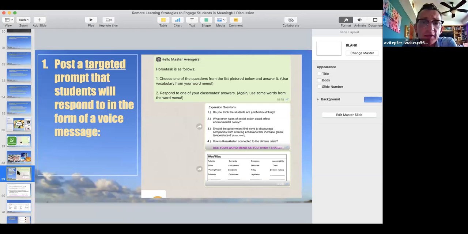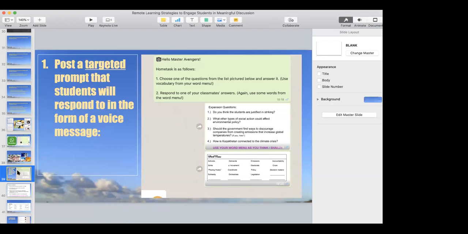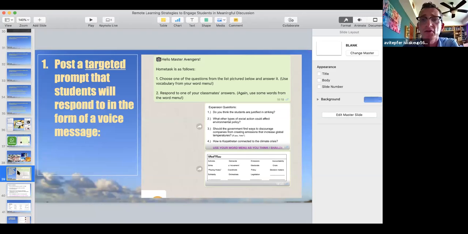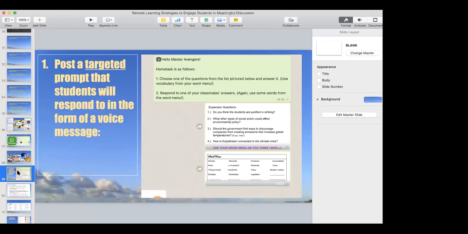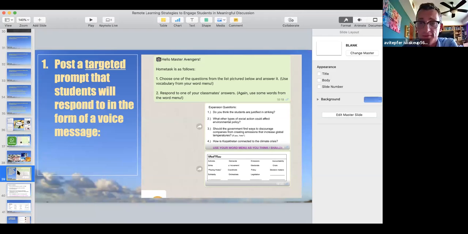After reading these articles, the students answered one of these questions. Do you think the students are justified in striking? What other types of social action could affect environmental policy? Should the government find ways to discourage companies from creating emissions that increase global temperatures? Or is Kazakhstan connected to the climate crisis?